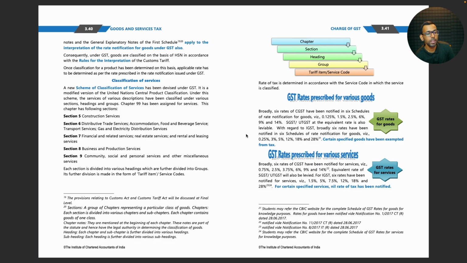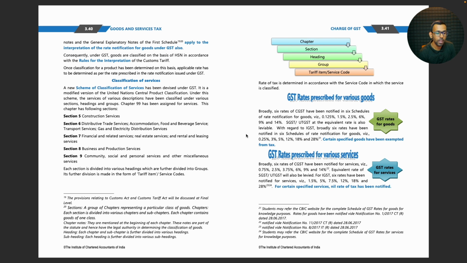Consequently, under GST, goods are classified on the basis of HSN in accordance with the rules for the interpretation of customs tariff. Once classification for a product has been determined on this basis, the applicable rate has to be determined as per the rate prescribed in the rate notification issued under GST. Classification of services.